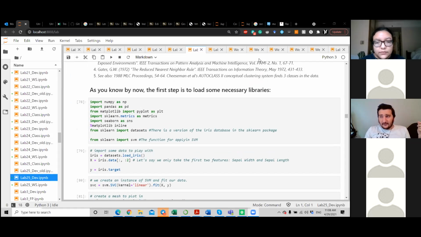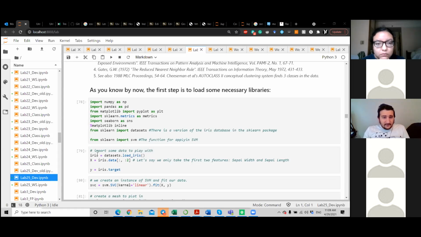Now, if you notice, in my first code cell, there are two things that are a little different from what we had before. First, I am importing datasets from sklearn because there is a version of this iris database in that package that you can use. So you can either use the CSV file that we have given you, I think two weeks ago, or you can use this. And then I'm importing the SVM function to apply support vector machines.